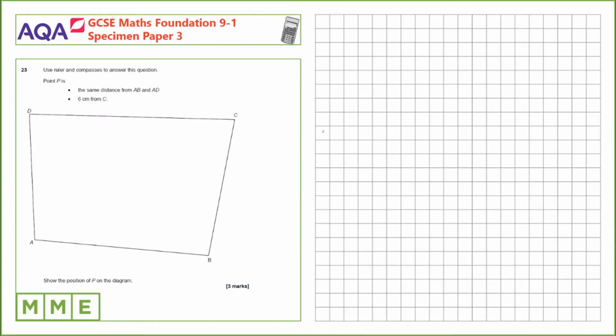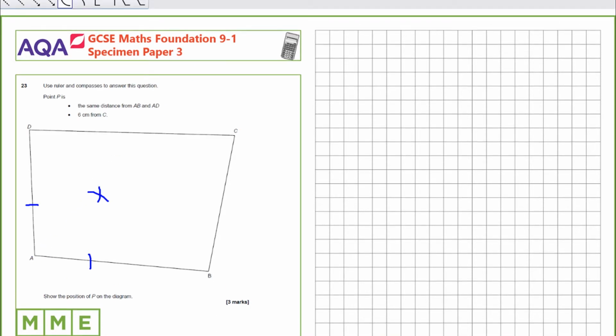Question 23. Use a ruler and compasses to answer this question. Point P is the same distance from AB and AD, and it's 6 centimeters from C. To find something that's the same distance from two different lines, we need the bisector of the angle between those lines. To find that, we'll set our compass with any distance, place the point on A, and make a mark there, and a mark there, without changing the distance of our compass. Then we'll move the point of the compass here, and make a mark up here, and the point of the compass here, and make a mark up here. All the time, we're not changing the actual length of our compass. Next, we need to join the point A up through here, and continue it onwards.